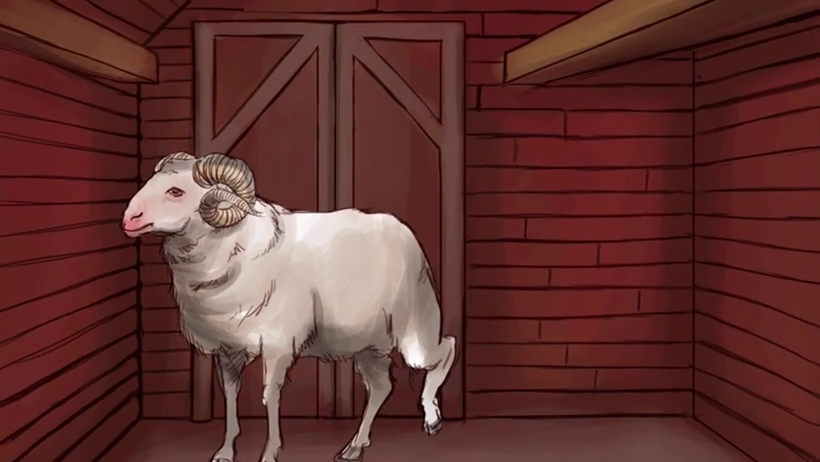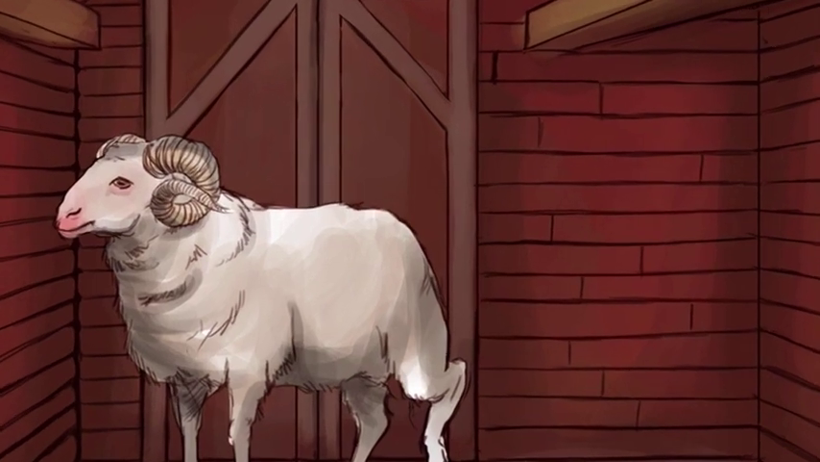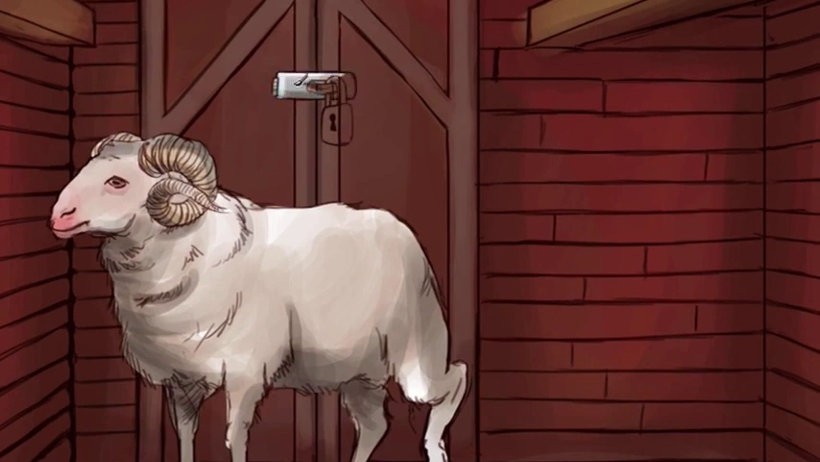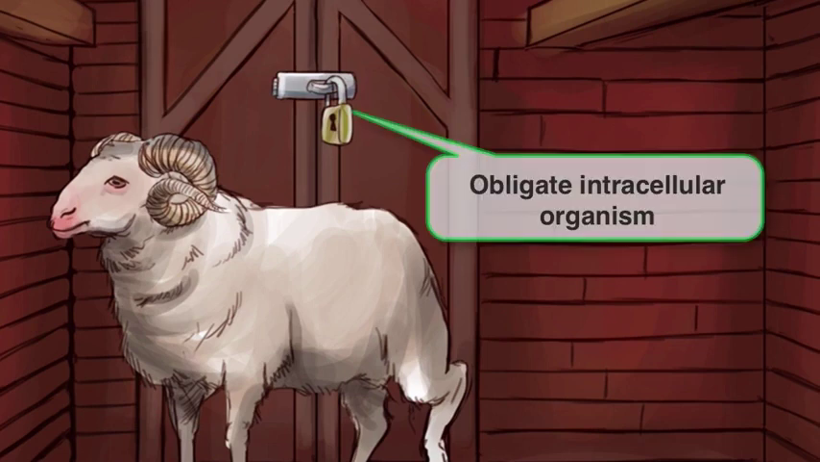We've drawn this scene with the ram inside of a barn to communicate that the ram is inside, or intracellular, and we'll add this lock on the barn door to further illustrate that the ram can never leave the barn, and thus is obligated to stay indoors, just as Coxiella is obligate intracellular.